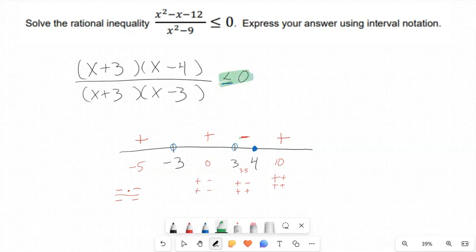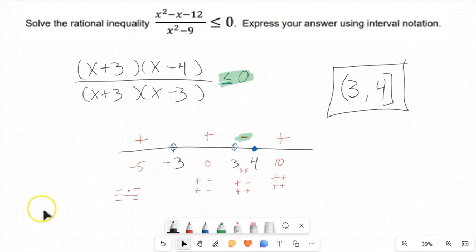Great. What are we looking for? Less than or equal to 0. The negatives. We now know that our answer is the interval from 3 to 4. We've already determined 3 is not included and 4 is included. And that's a fully justified solution for this rational inequality.